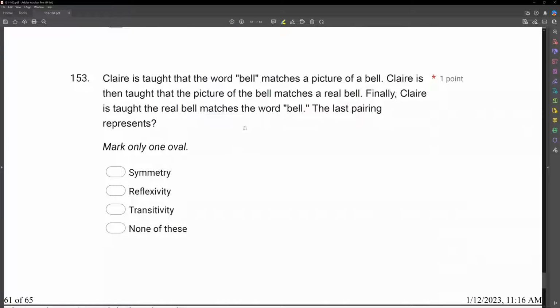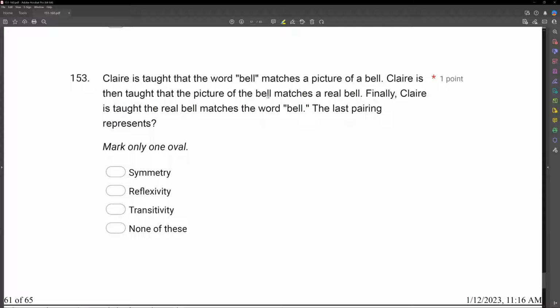153, Claire is taught that the word bell matches a picture of a bell. Claire is then taught that the picture of the bell matches a real bell. Finally, Claire is taught the real bell matches the word bell. The last pairing represents what? Careful here, right? It's a stimulus equivalence question. We've got to be very careful when identifying aspects of stimulus equivalence, right?